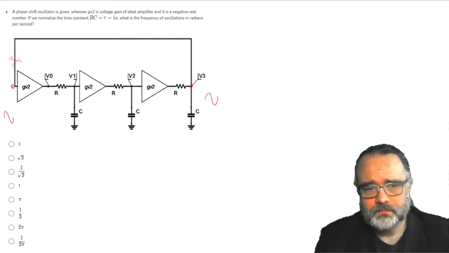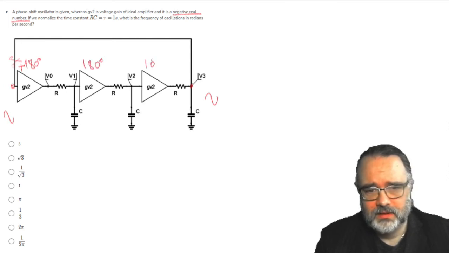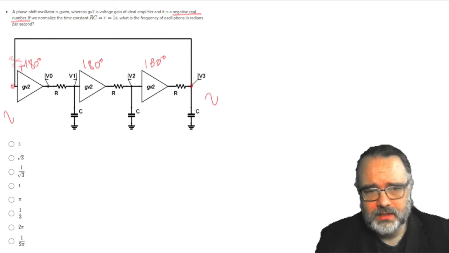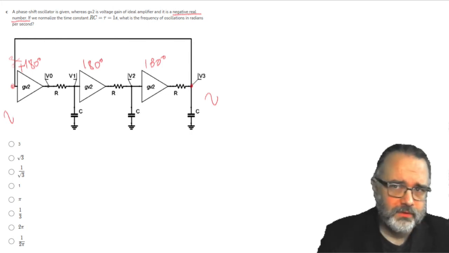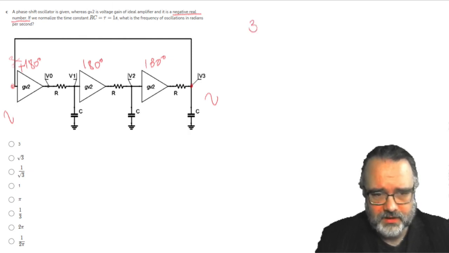Given that GV is a negative real number, this means inversion. So every GV2 stage inverts the signal, which means a phase rotation of 180 degrees at every GV stage. Then what we know for the RC stage is that it rotates the phase from 0 to minus 90 degrees. And we have 3 identical stages, GV plus RC stage, exactly the same.